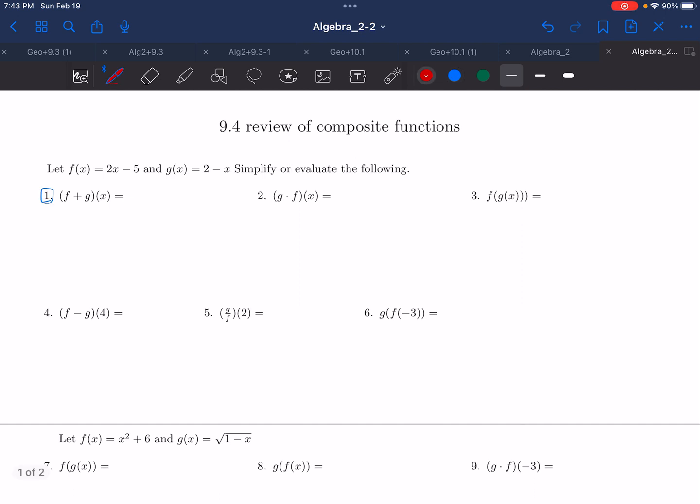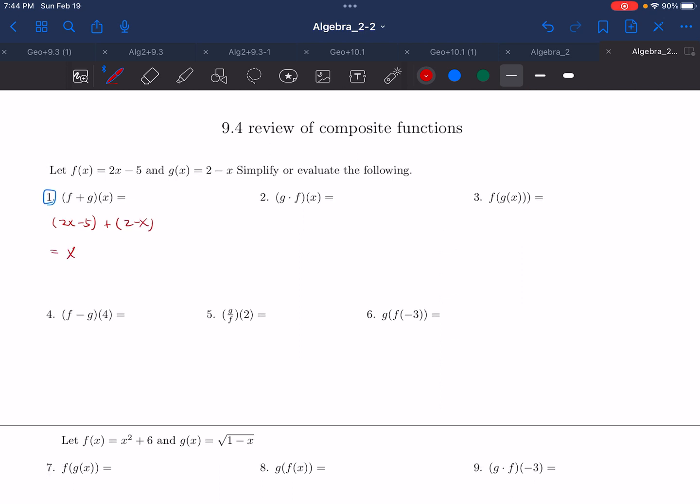So number one, it just says f plus g. That's pretty easy. You take whatever f is, which is 2x minus 5, and then you add to it g, 2 minus x, and you get your result here, which is simply x minus 3. So there's your answer there.